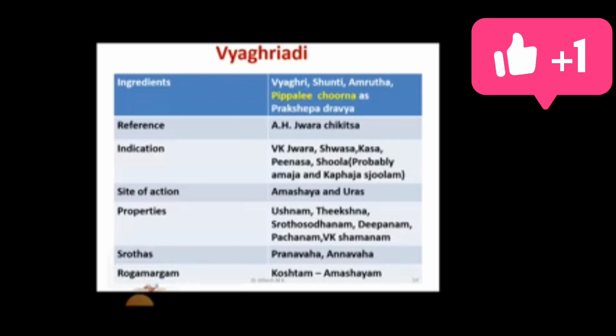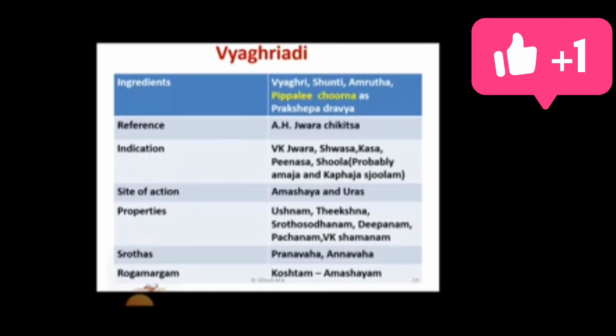So, Vyaghryadi Kashaya. This Kashaya is explained in Jwara Chikitsa of Ashtanga Hridaya. Vyaghri, Shunthi, Amrita, with Pippali Churna added, for Vata Kapha Jwara, Kasa, Swasa, Peenasa, Shula. So indications are Vata Kapha Jwara, Swasa, Kasa, Peenasa, Shula.